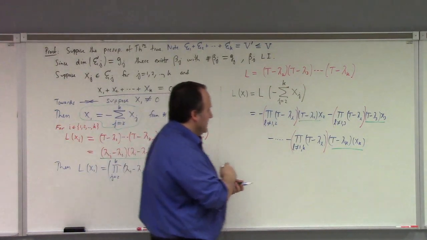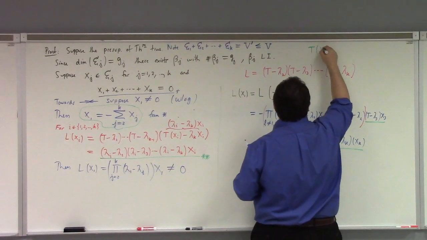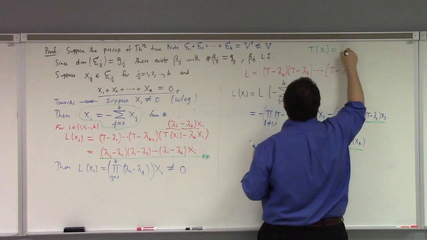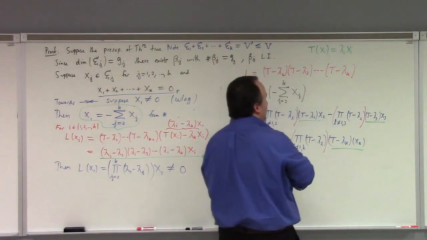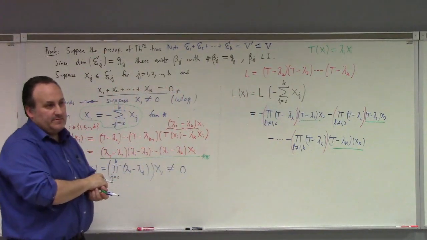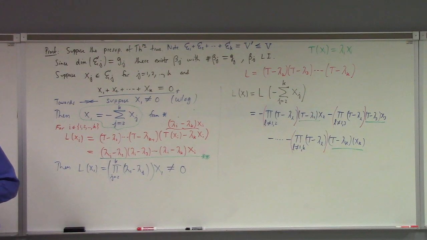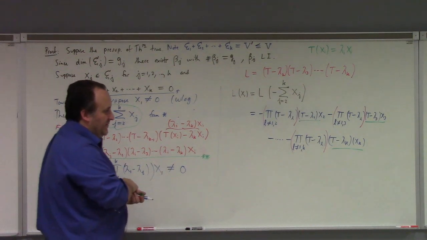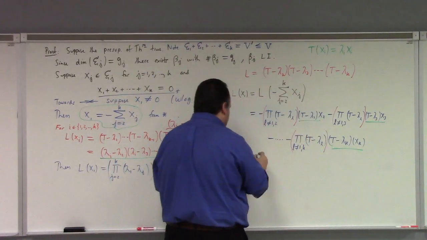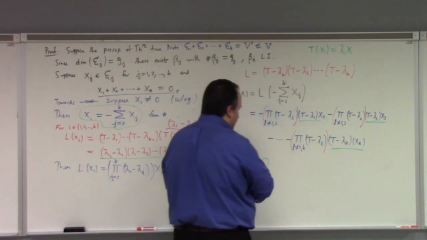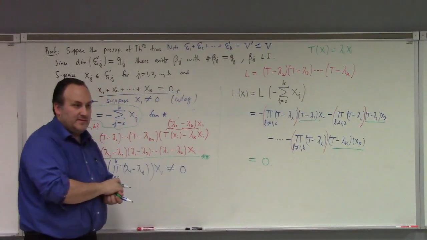Uh-oh. So remember, by assumption, T of xi is equal to lambda i xi, right? They're eigenvectors with eigenvalues lambda sub i. That's the very construction of x1 through xk, because they're taken from the eigenspaces, so they're eigenvectors. Or they could be 0, but the equation's still true. So my point to you is that these are all 0. And so their sum is 0.